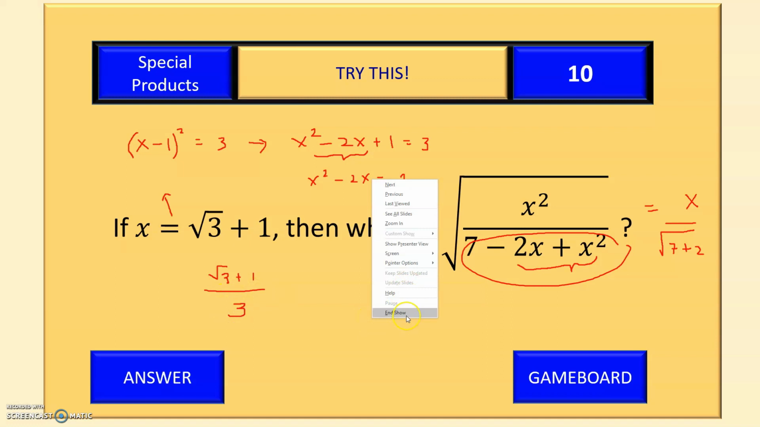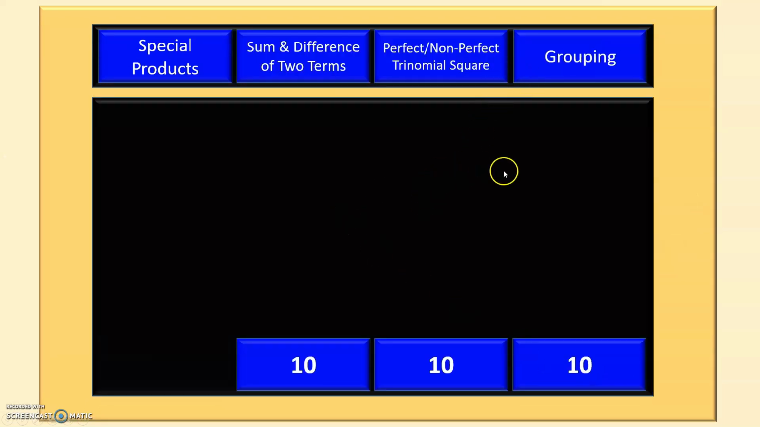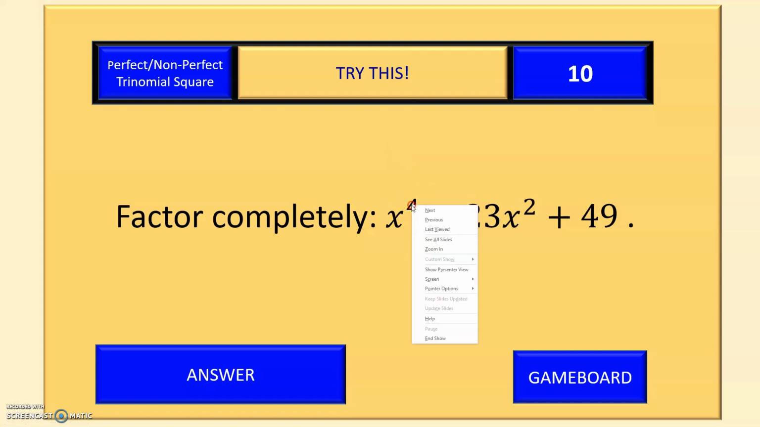See that? Okay. Let's see if our answer is correct. There you go. So square root of 3 plus 1 all over 3. Next, back to game board. Okay, so what I want is, let's say, perfect and non-perfect trinomial square for 10 points. We're almost done. Okay. So this is, okay, factor completely.